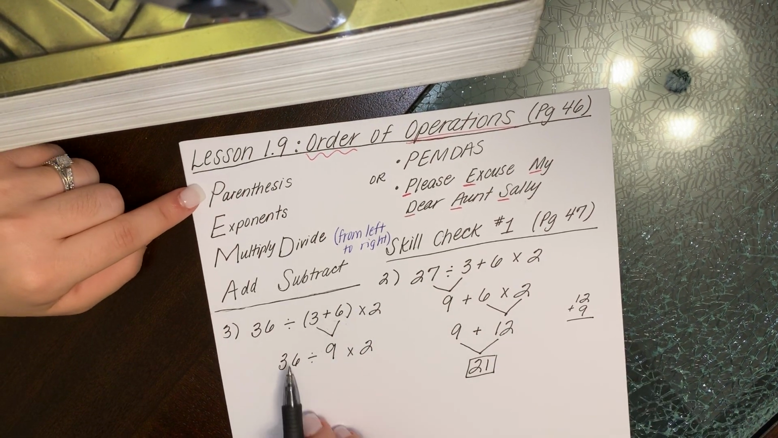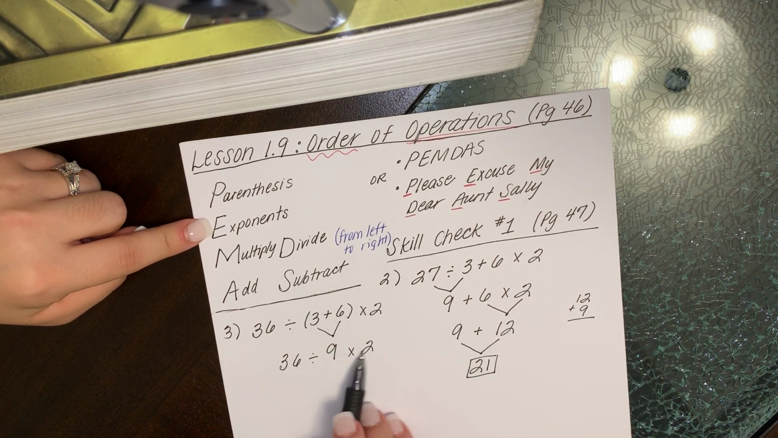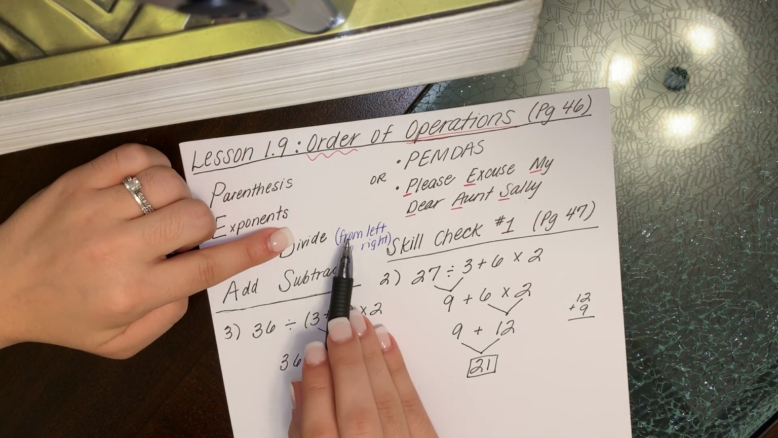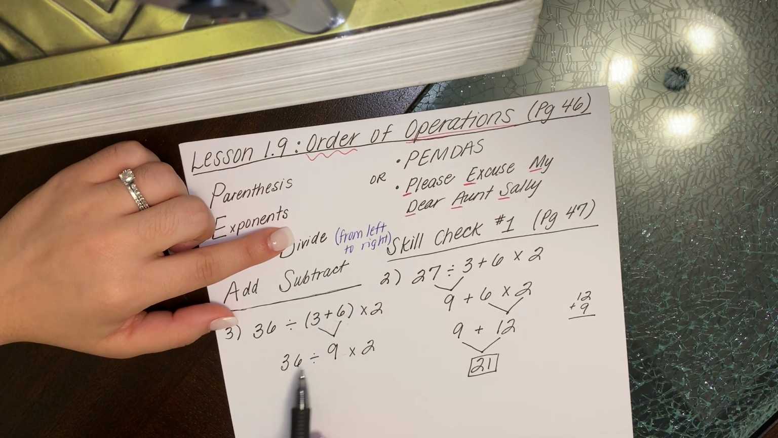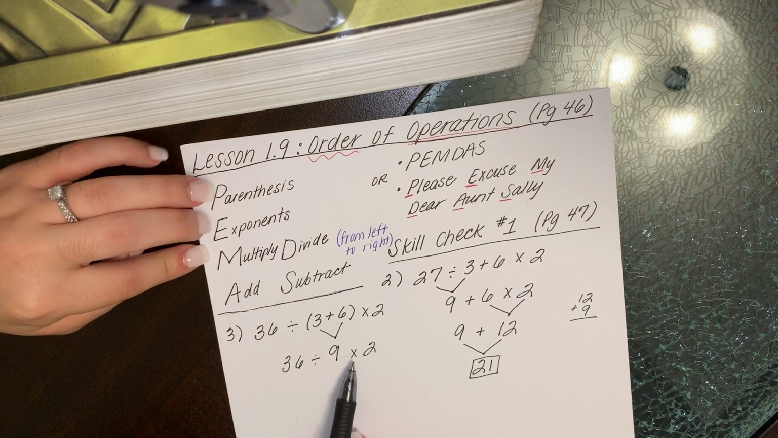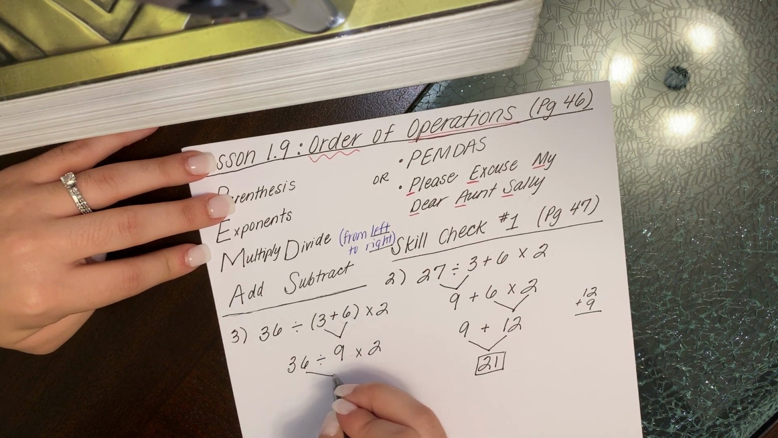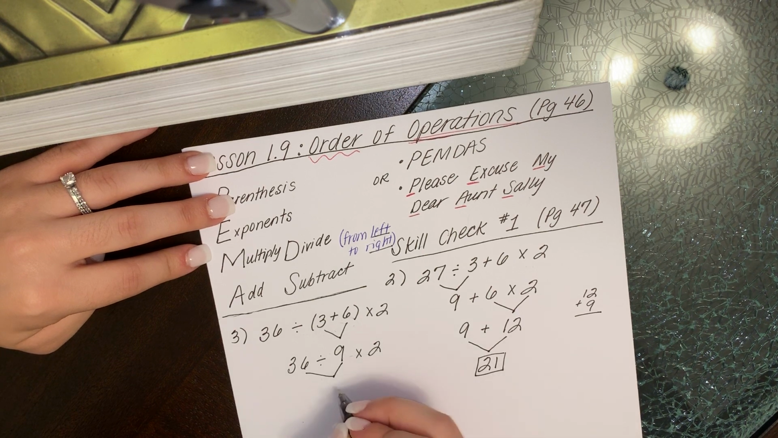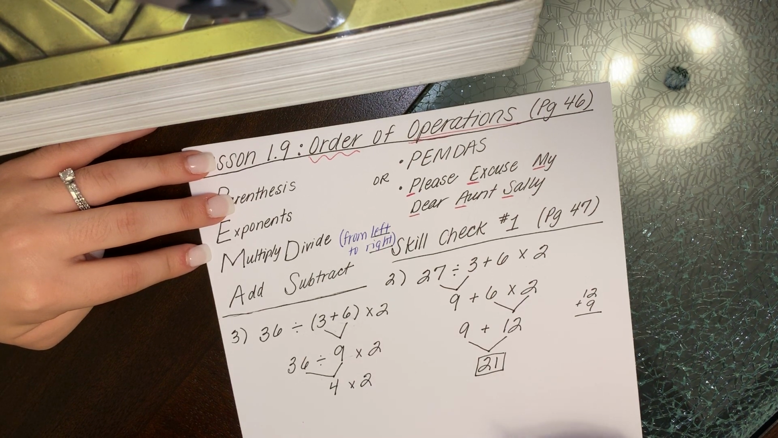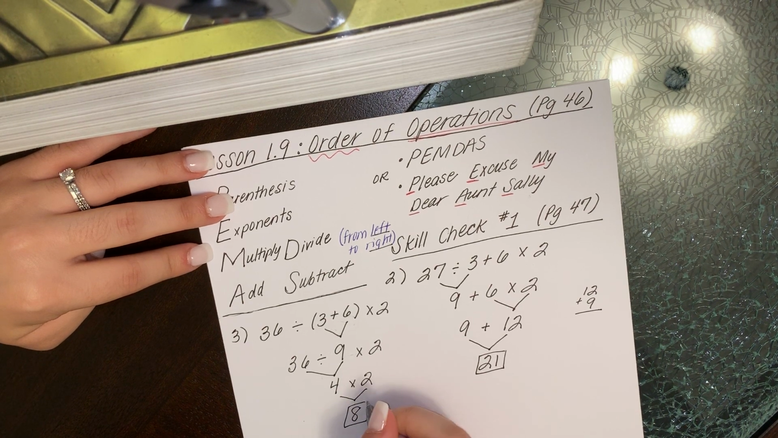Now next, do I see any more parentheses? I don't. Okay, now it's time to look at exponents. Do you see any exponents? Nope. How about multiply or divide from left to right? From left to right, I see divide. So that's what I'm going to do first. A lot of students believe that they might have to multiply, but remember, it's whichever comes first from left to right. So I'm going to do these two. 36 divided by 9 is 4. I didn't touch the times 2, so leave that alone. And I'm pretty sure you guys know how to do 4 times 2 at the end, which is 8.